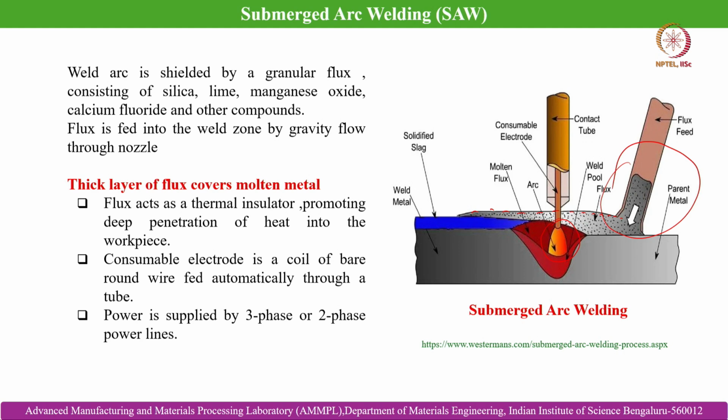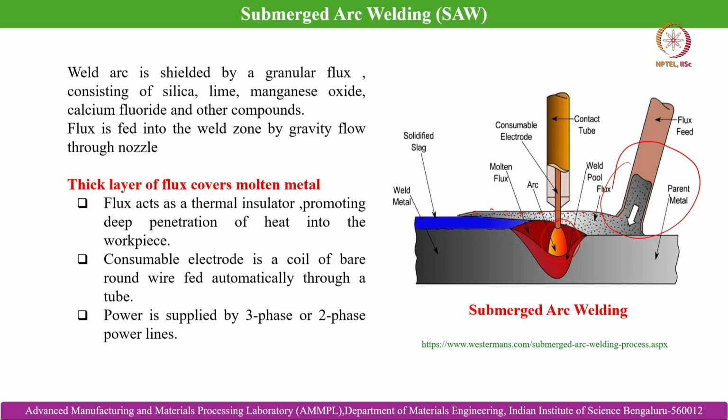So, it is a continuous process. As the weld zone moves ahead, the flux layer precedes it. After the flux layer is laid, it is ensured that the arc travels progressively along the weld length into the new weld zone, and before that the flux layer is already laid over there, so that the arc is never bare. A thick layer of flux covers the molten metal in this case.